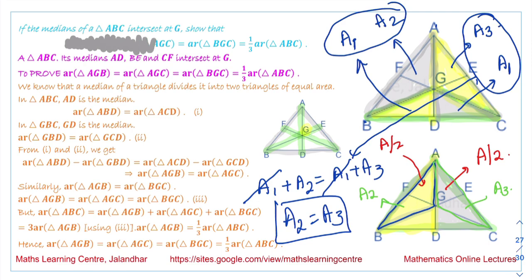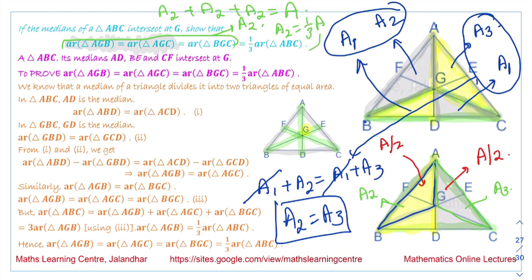Similarly we can prove the second part, that the area of AGC and the area of CGD are equal. So if all these three areas are equal, and suppose these values are equal to A2, then the sum is A2 plus A2 plus A2, which is equal to total area A. So we get A2 is equal to 1 by 3 times A, and this is what we have to prove in our last part.